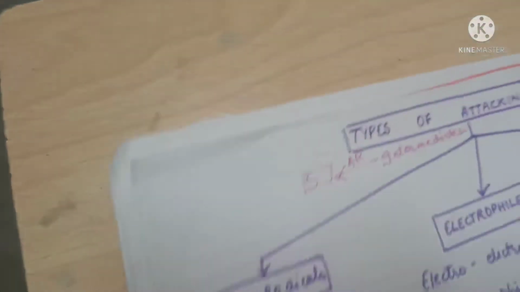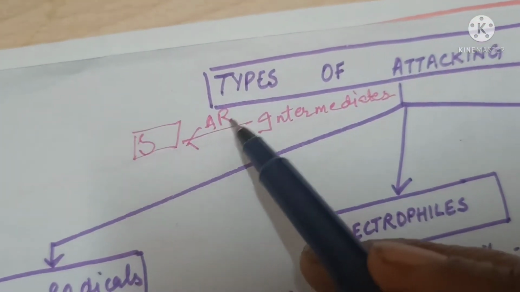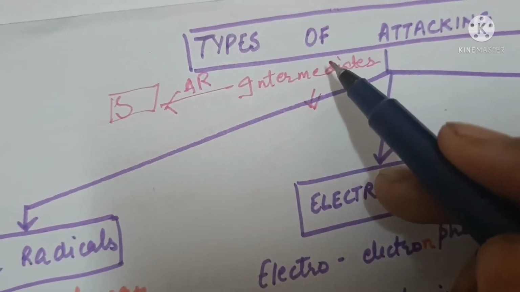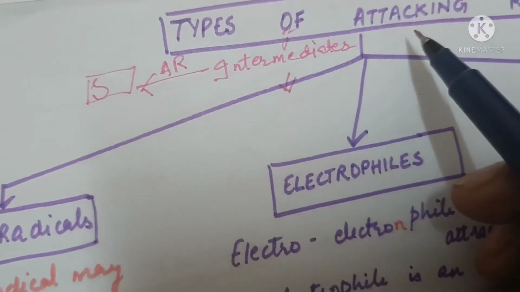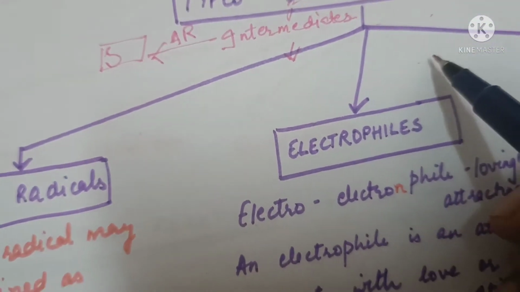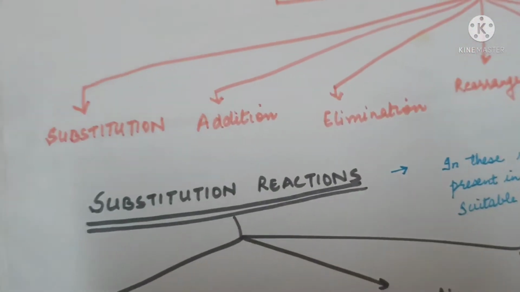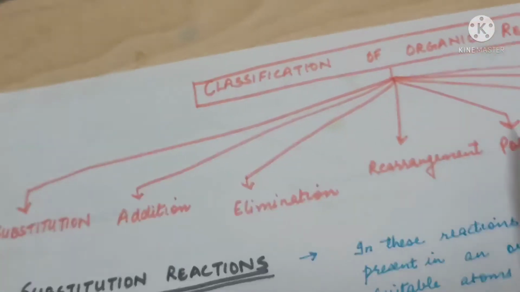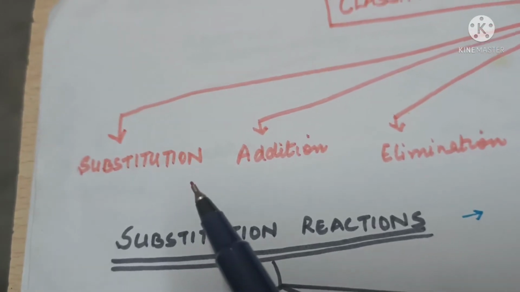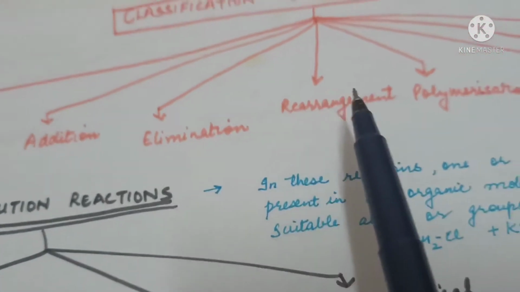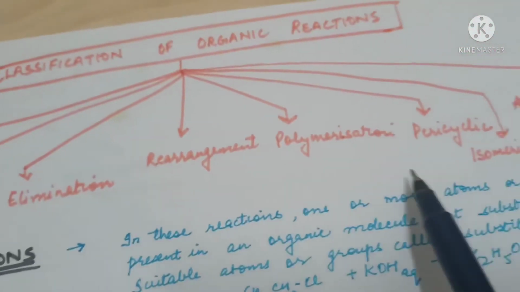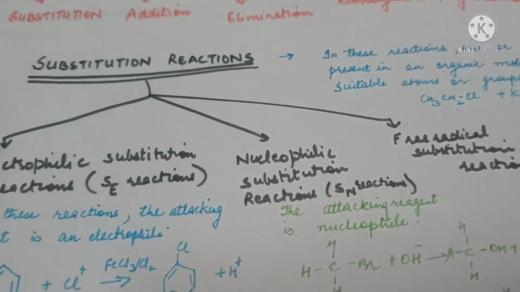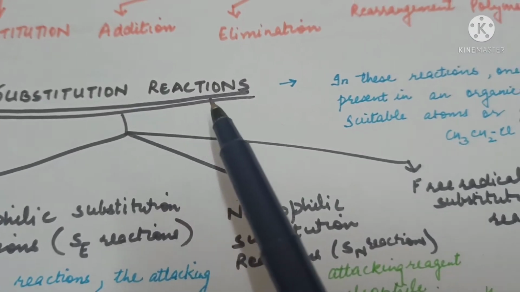Among the various intermediates that are formed after attack of an attacking reagent on a substrate, there are 5 types. We have already studied these. These are carbocations, carbanions, free radicals, carbenes and nitrenes. Let us move to the next topic, which is types of organic reactions. We can divide them into the following categories: substitution reactions, addition reactions, elimination reactions, rearrangement reactions, polymerization reactions, pericyclic reactions and aromatization reactions.